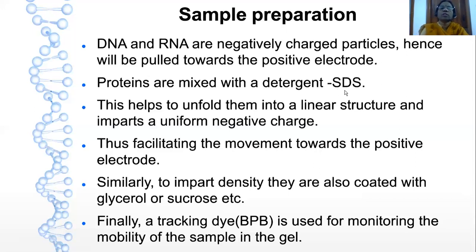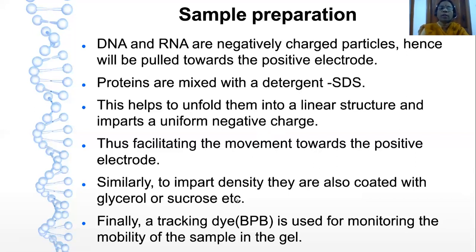This detergent, SDS, sodium dodecyl sulfate, imparts a uniform negative charge to the protein, and it also helps to unfold them into a linear structure. After we add SDS, we need to heat it for a couple of minutes to help unfold it into the linear structure so that the proteins can migrate easily into the gel, thus facilitating the movement towards the positive electrode.